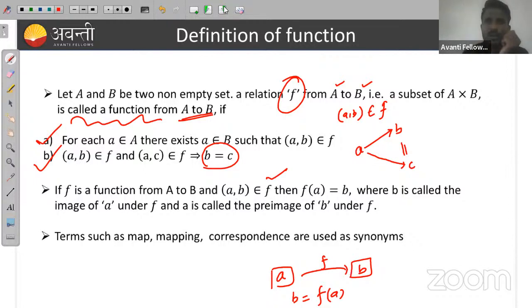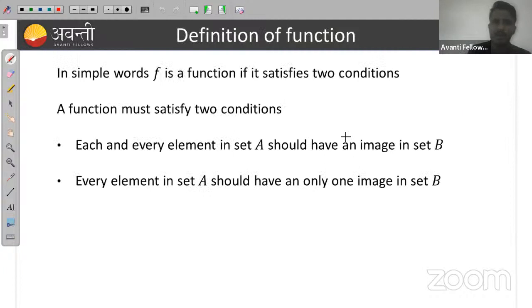So we'll summarize it. In simpler words, a function satisfies basically two conditions. Simply you can understand that a relation from A to B is said to be a function if every element of set A has an image in set B, and that image must be unique.